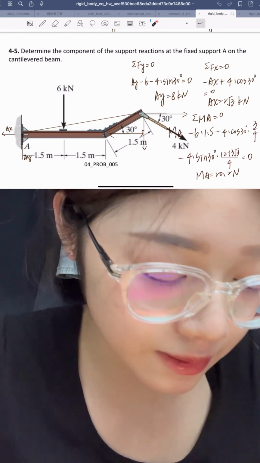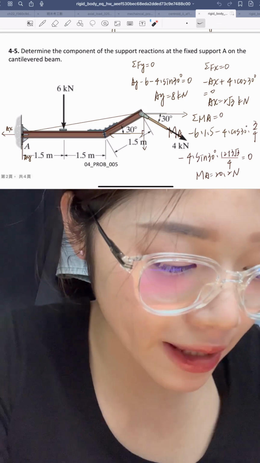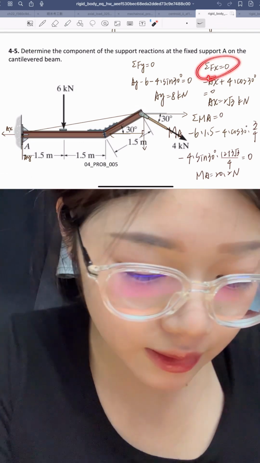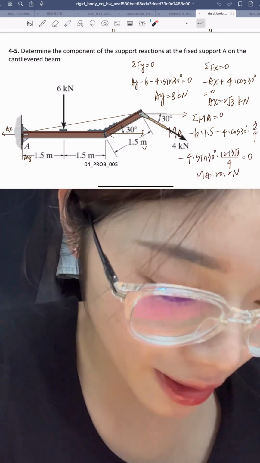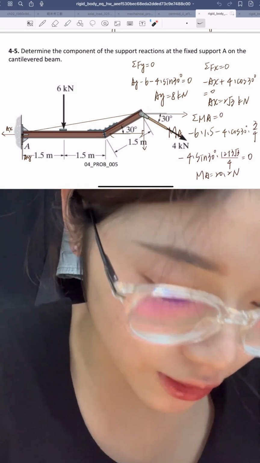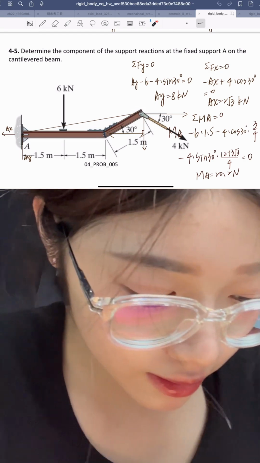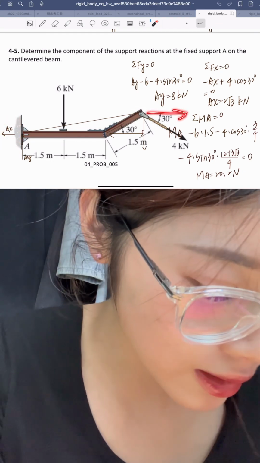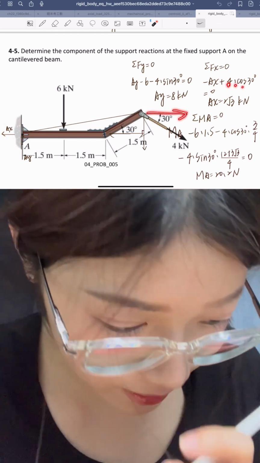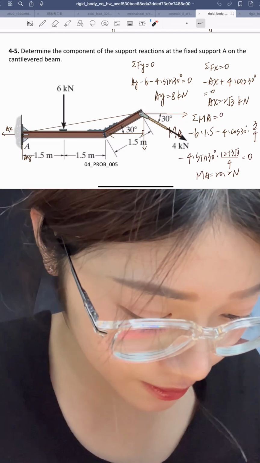And the next step is the summation of Fx. With the rigid body, the summation of Fx is equal to 0, so we have Ax plus 4 times cosine 30 degrees equals 0, so we can know the Ax answer.